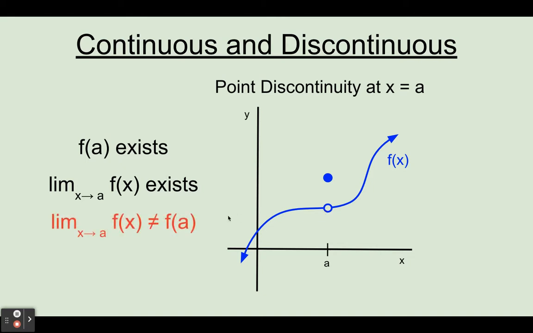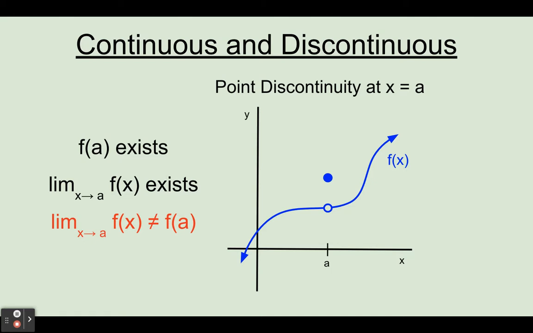So here's the key. It's the fact that the limit and the actual y value of the point aren't the same that this is the visual, right? It's got to be a closed circle somewhere and an open circle on the graph. That means point discontinuity. Okay, and that's the key. This red part's the mathematical proof that this is a point discontinuity.